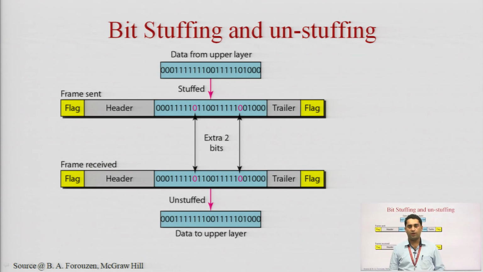This is one example. Suppose this is your original data where you will see 1, 2, 3, 4, 5, 6, 7. Seven ones are there. So what will we do? After five ones, we will stuff a 0. And after this, we have two ones. Once the data is received at the receiver end, the receiver will ignore the stuffed bit and recompute the same data with seven ones like this. Okay.